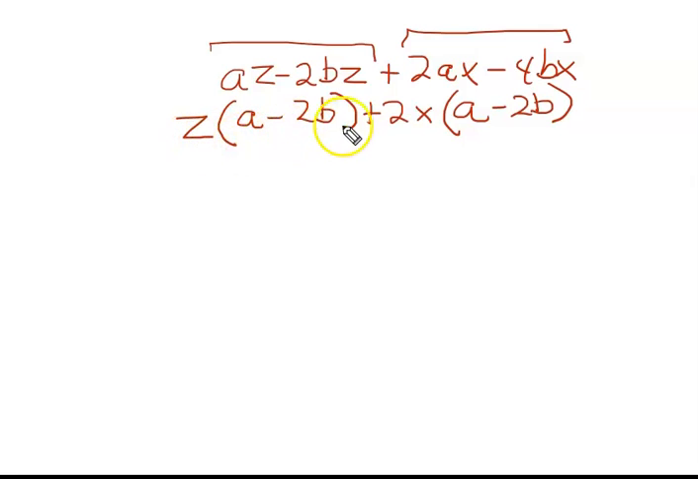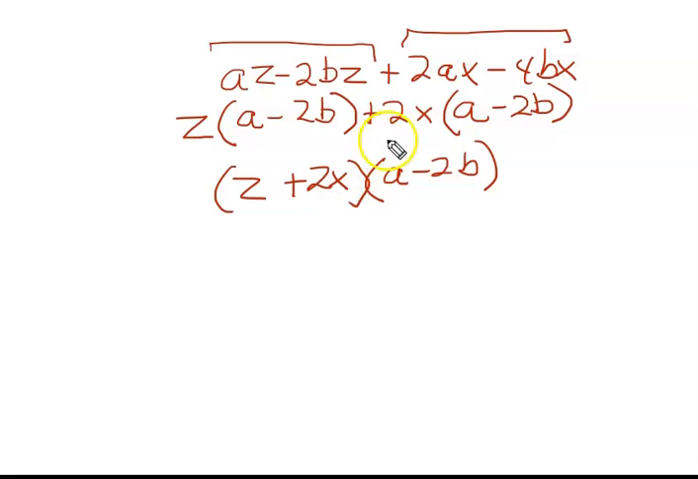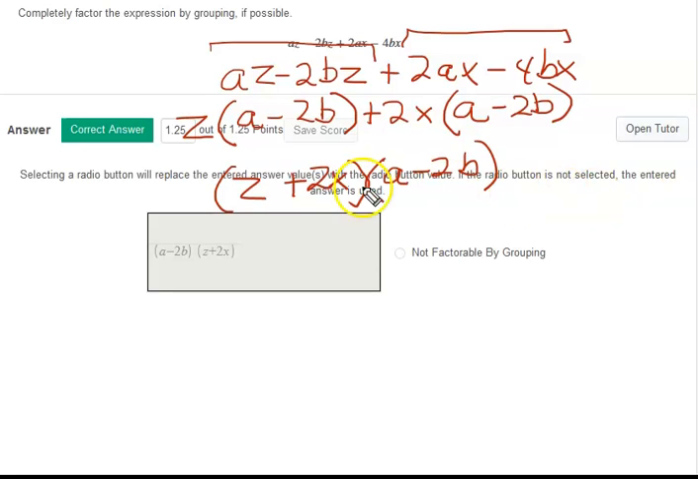So now I have two terms, and there is a common binomial factor in each of these terms. So I could take out that factor, a minus 2b, and then I pick up on these other two, the z plus 2x. Keeping in mind that sometimes you have to take out a negative value to get your signs correct. All right, let's go back. And again, they have it switched around, but this is perfectly acceptable. All right, let's go on.